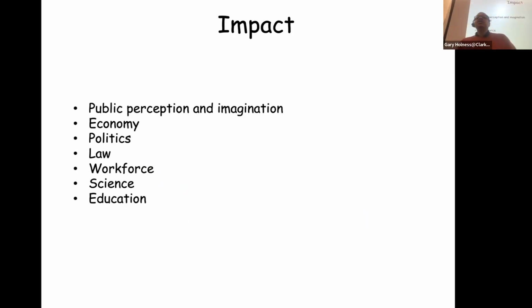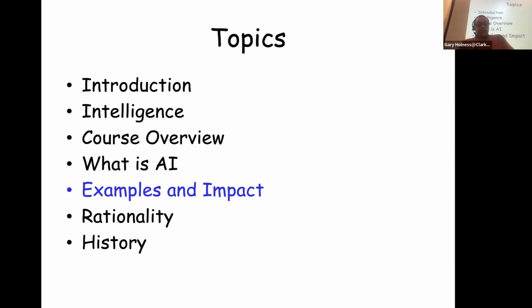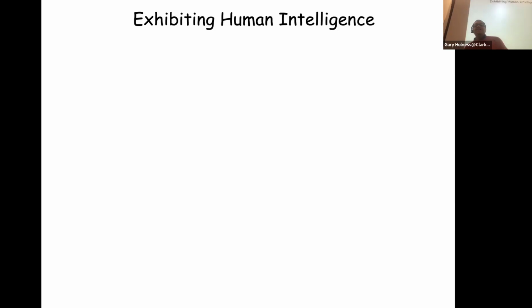It impacts economy, impacting politics, impacting law, public perception of what AI is. And there's a lot of hype for entertainment value that happens with various AI technologies. It's also impacting the workforce. A lot of jobs are going away because of AI being able to do them quite well. And so this idea of rationality is what we're after, this idea of human intelligence.